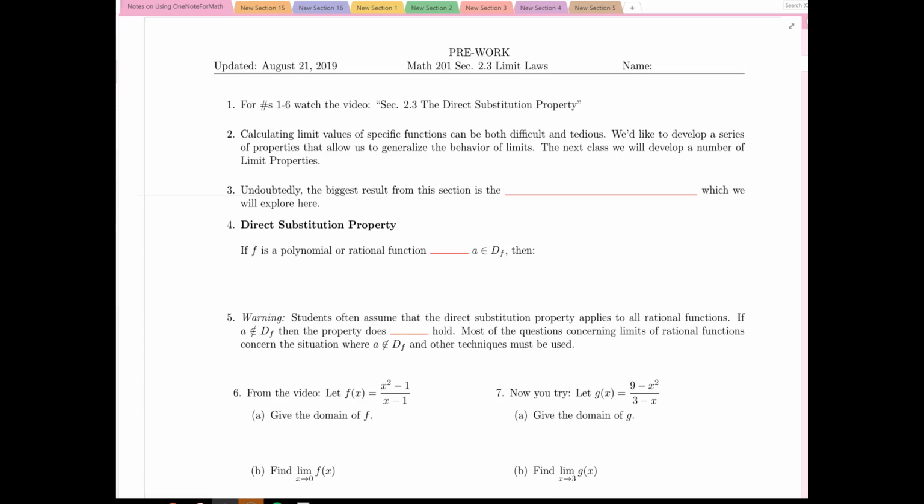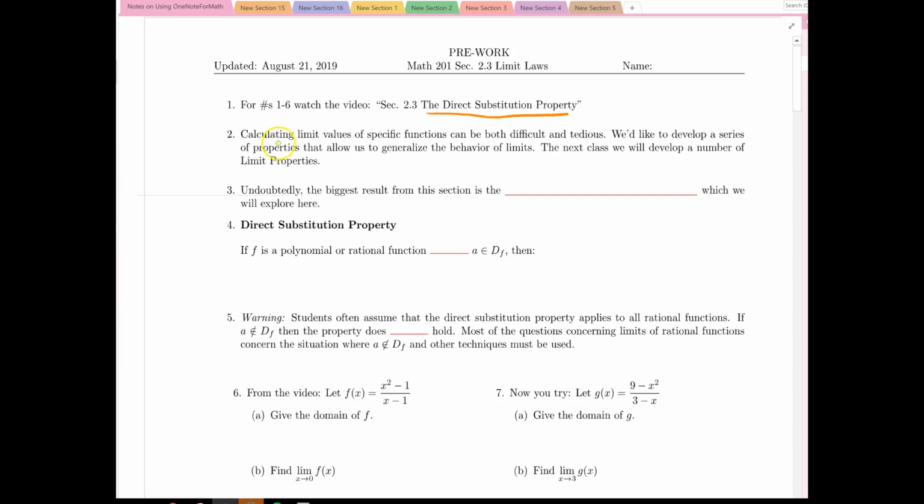Okay, folks, I want to go ahead and talk about the direct substitution property. This is something that we're going to be studying in the next class period, but it's sort of the big result, and I want you to start getting some practice with it. So we're looking at the direct substitution property.